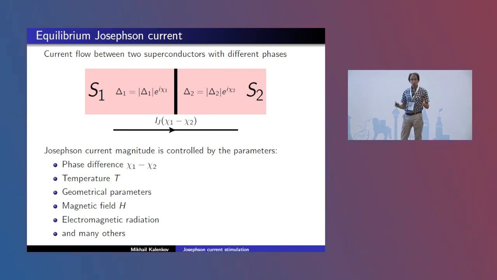And it's important to control somehow the properties, the magnitude of the current. It can be done in many different ways. We can control phase difference, we can change temperature, we can, of course, choose geometrical parameters, we can apply magnetic field or electromagnetic radiations, and many others. For instance, we can choose geometry. We can make a constriction here.